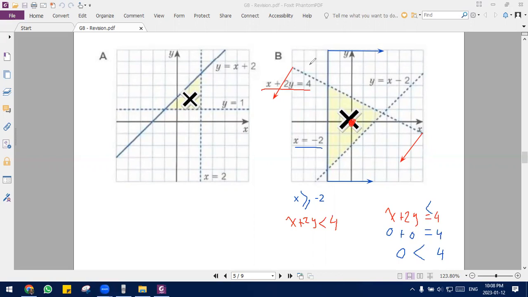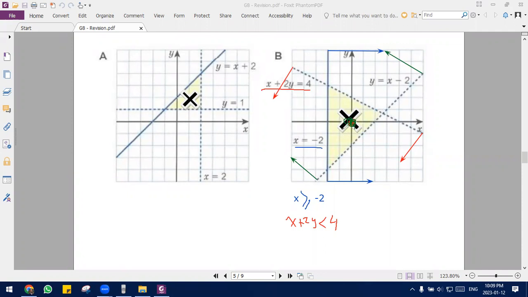Now for the third line, let me remove these. For the third line, it should go up to that side. Why? Because the region again is here. Now for that line, let me choose a point that is inside the region. And again, we have this point, 0, 0.